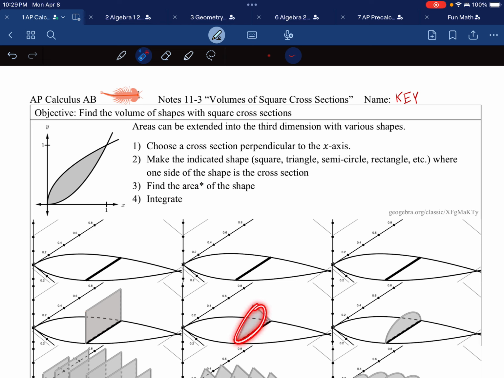Although finding the area of a different shape could be a little bit trickier, because if you only know this length, it's a little bit hard to find the area of a triangle. If I only know this length, it's a little bit easier than a triangle to find the area of a semicircle. But you essentially find the area and then you integrate.